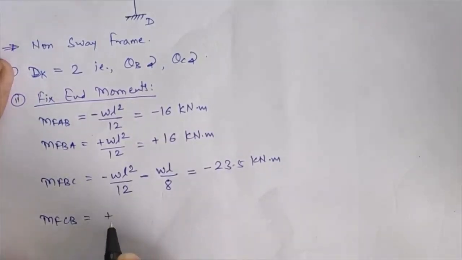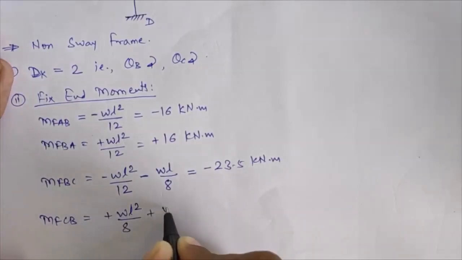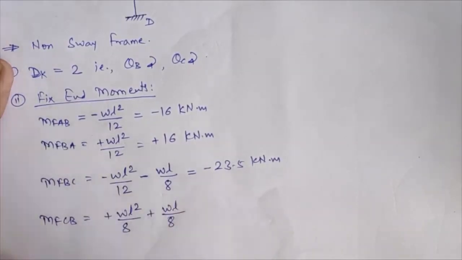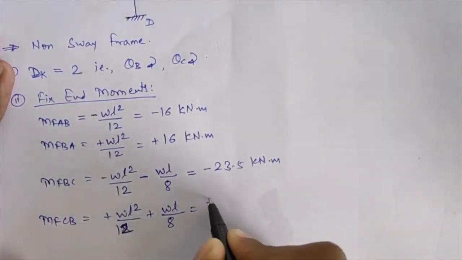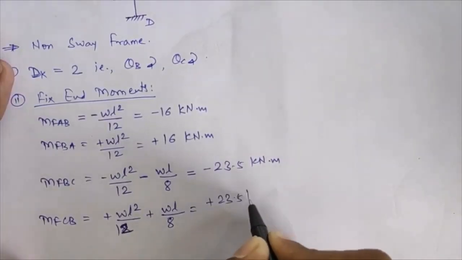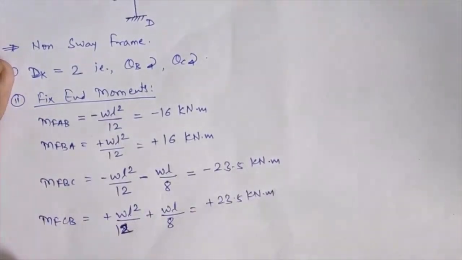Here, again with the same loading, the restoring moment will be positive in nature, that is, clockwise in nature. So you'll get plus WL square by 12, sorry, here it is 12. So the restoring moment will be plus WL square by 12 plus WL by 8, that is, this value will be plus 23.5 kilonewton meter.